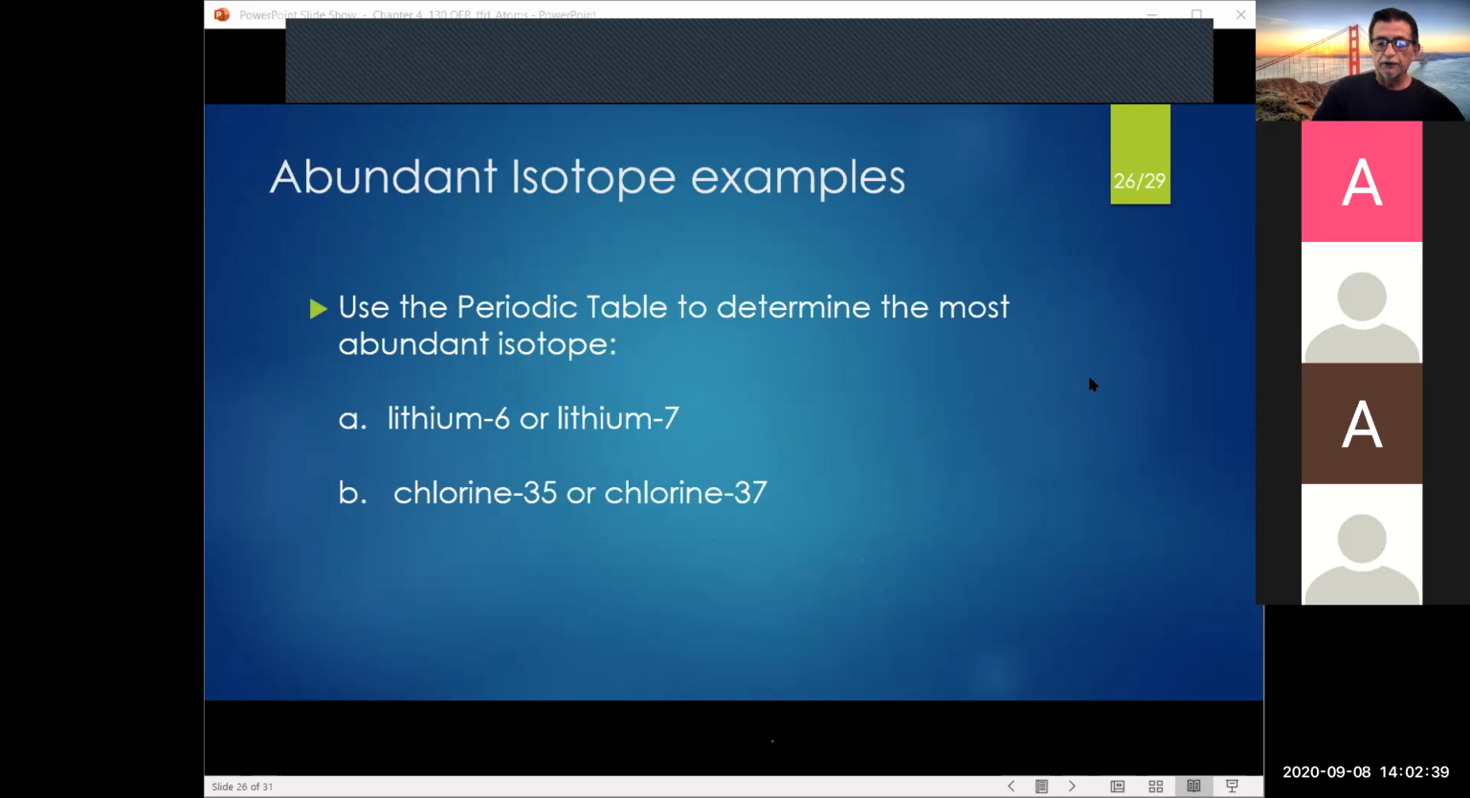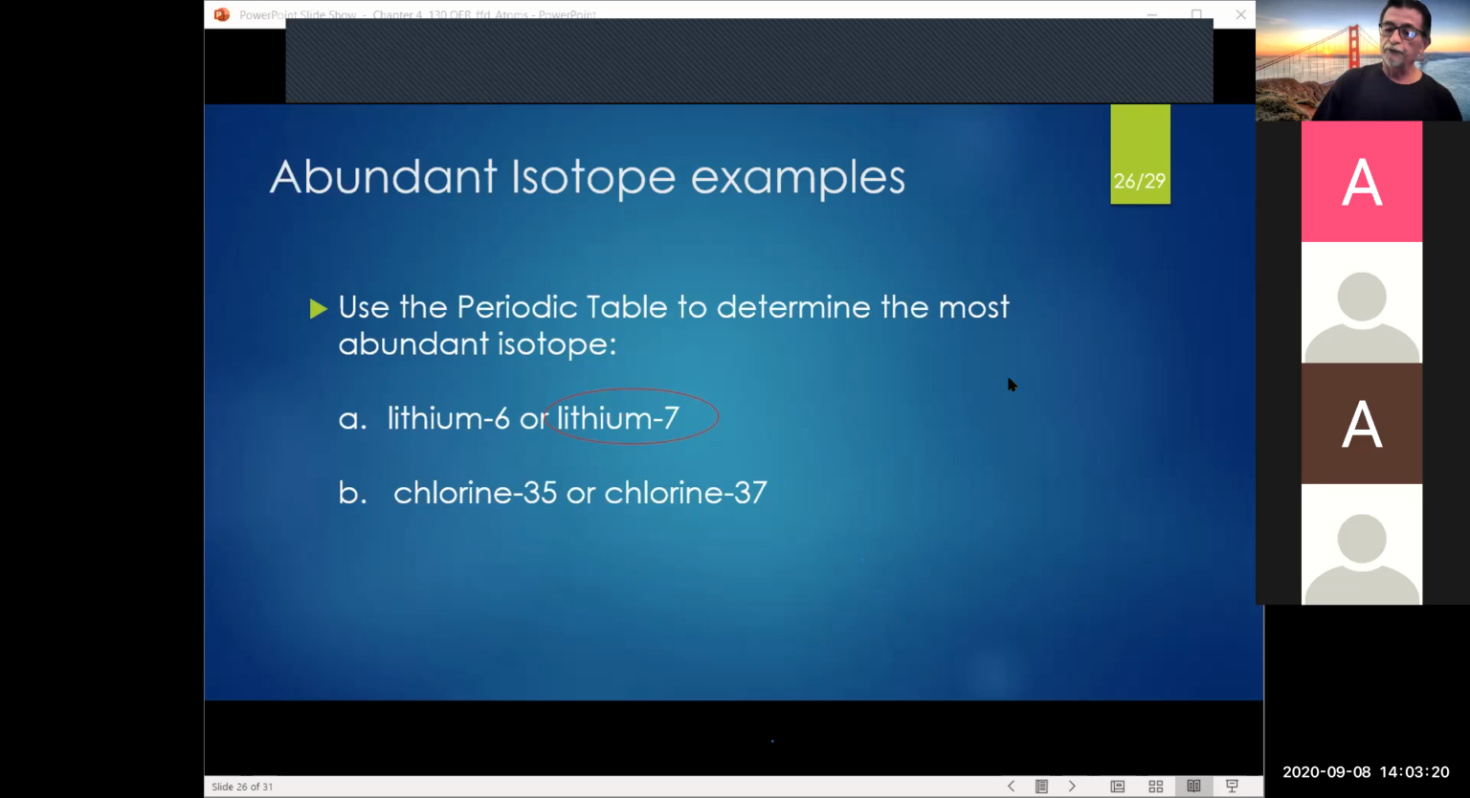This one here is pretty self-explanatory. Looking at the periodic table, you might be asked a question: which is the most abundant, lithium-6 or lithium-7? So what do we do? We first have to find where lithium is, and lithium is element number 3, okay? Next step, after we find it in the periodic table, we look at the atomic weight, 6.94, and round it to the nearest whole number, which is 7. Therefore, the most abundant isotope is lithium-7, okay?